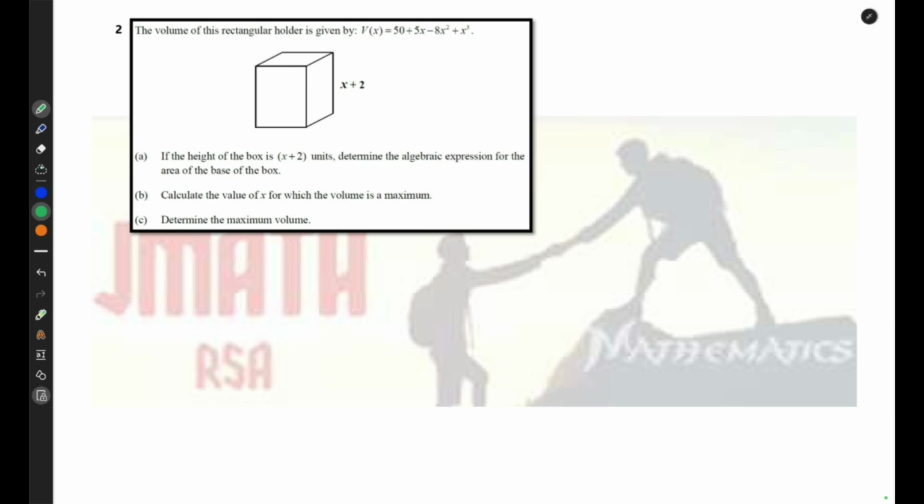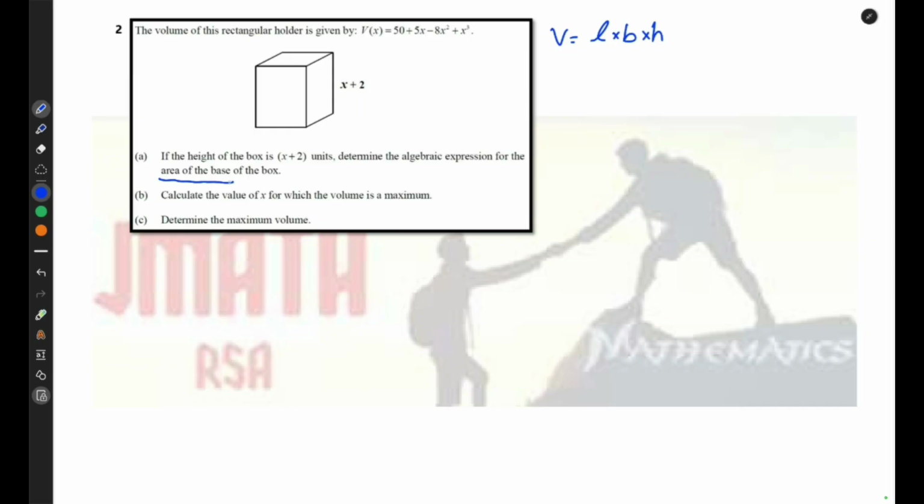Question A, if the height of the box is x plus 2, determine the algebraic expression for the area of the base of the box. Okay, so let's firstly just chat about the formula for volume. So you always learned that volume is equal to length times breadth times height. So we know that the height is x plus 2, and they are asking me for the area of the base. Now, the area of the base is a rectangle, and the area of a rectangle is length times breadth.